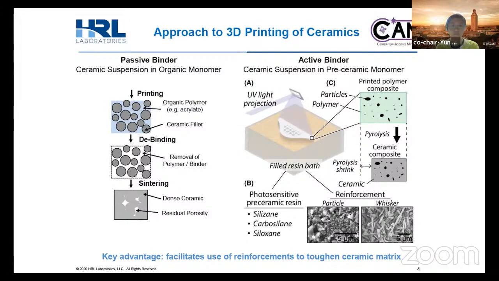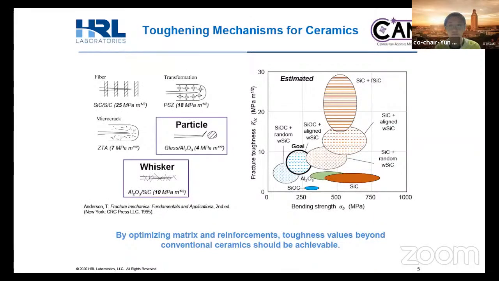The benefit to using our pre-ceramic polymer as an active binder is it facilitates the use of ceramic reinforcements to toughen the ceramic matrix. The use of secondary reinforcements in ceramics is a well-studied mechanism to increase the fracture toughness of the ceramic material. There are a number of known toughening mechanisms that can be employed to increase fracture toughness of ceramics. The two that we've been studying for our additively manufactured ceramics are particle reinforcement and whisker reinforcement.